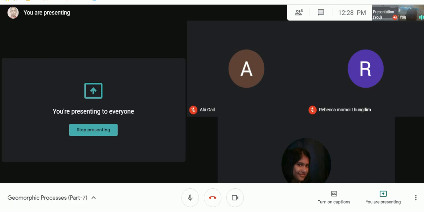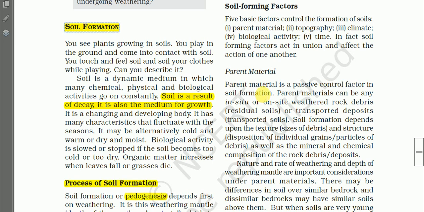So what is soil? Actually, soil is the biologically active porous medium that has developed in the uppermost layer of the earth crust. And you know, soil is a mixture of organic matter, minerals, gases, liquids, and organisms that support life. That means soil supports life. Soil is a result of weathering process, and soil is the medium for the growth of plants. That you have learned.